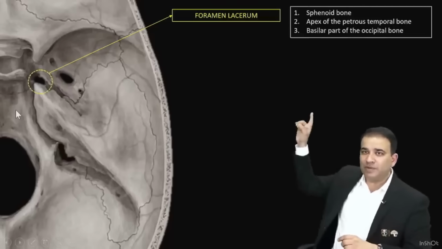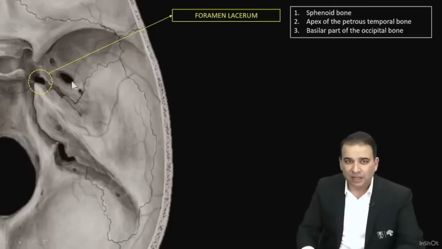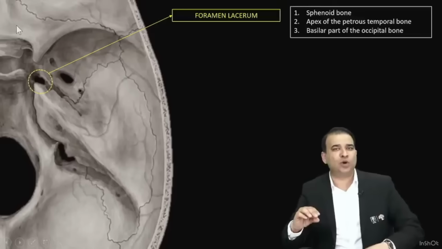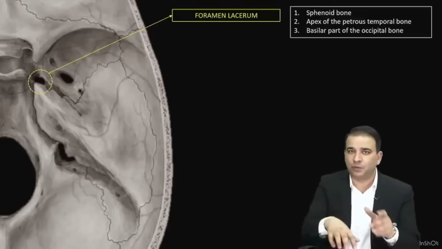So first of all, foramen lacerum is present between the sphenoid, the petrous part of the temporal bone, and the basilar part of the occipital bone. So it is present between these three. That is foramen lacerum here. It's generally bridged with fibrocartilage inside. So it's not a true foramen, it's a space left between the bones here.